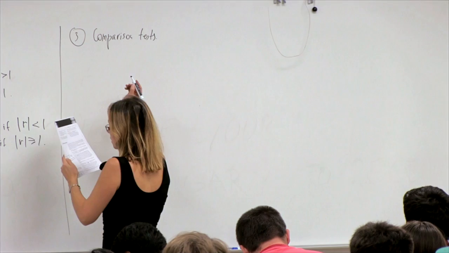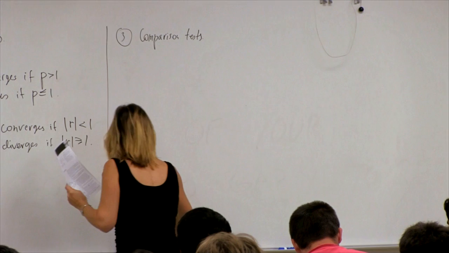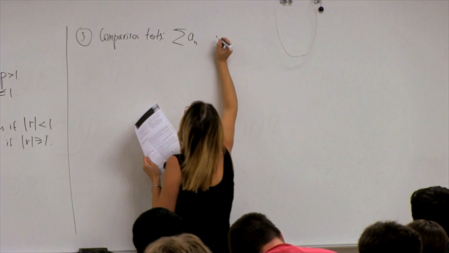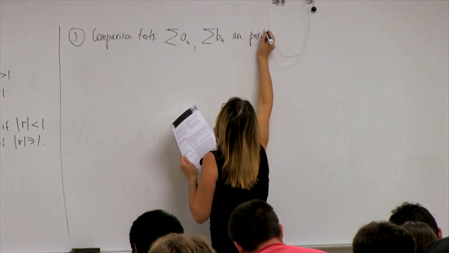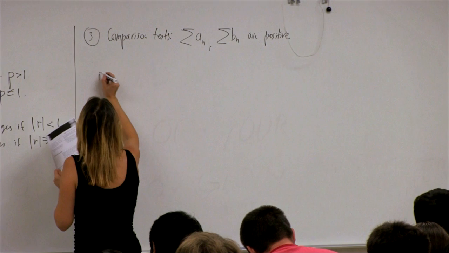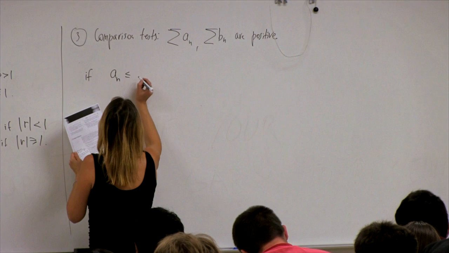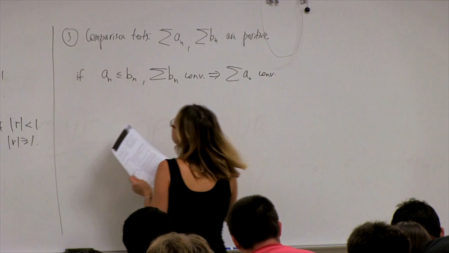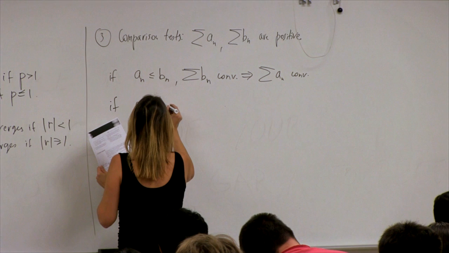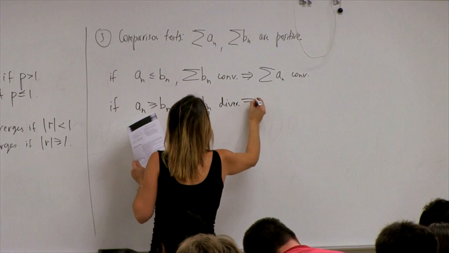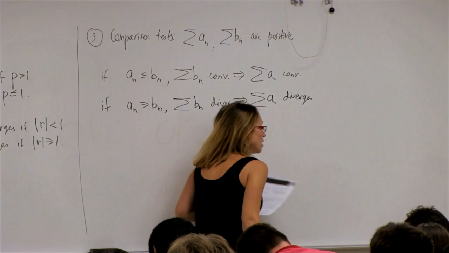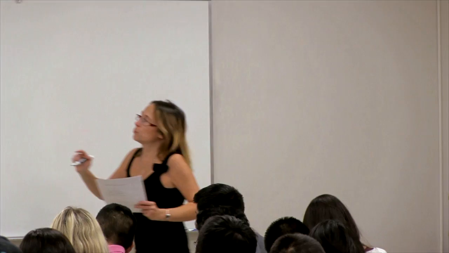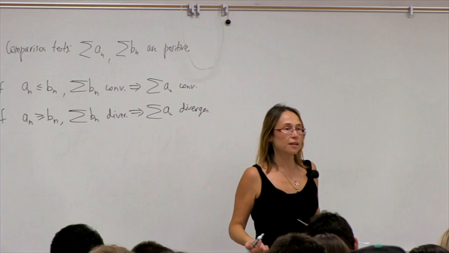So one is, to formulate these, we say that there are two series, a_n and b_n, that are positive. Okay. So if a_n is smaller or equal than b_n, and the sum of b_n converges, then the sum of a_n converges. On the other hand, if a_n is greater than b_n, then if b_n diverges, then a_n also diverges. Okay? So this is a test which requires us to compare them term by term and prove that this holds for every n starting from a certain finite number, not necessarily from 1.